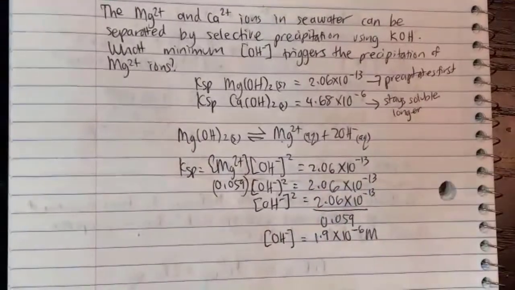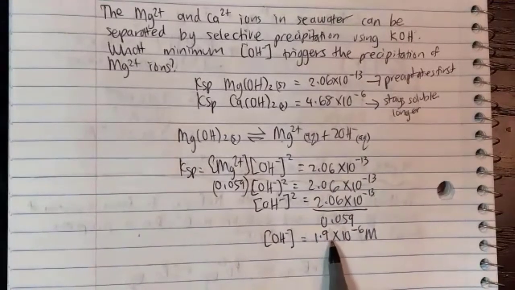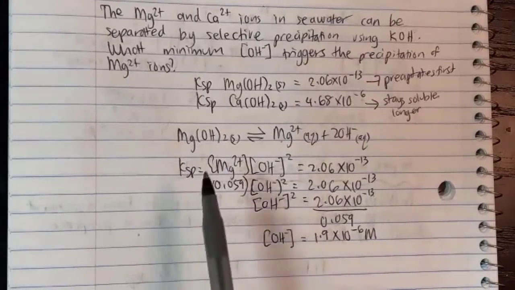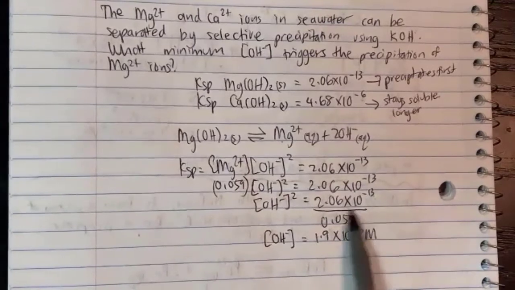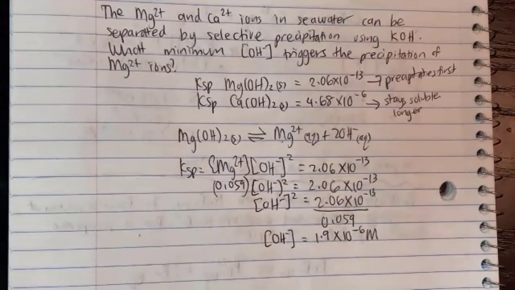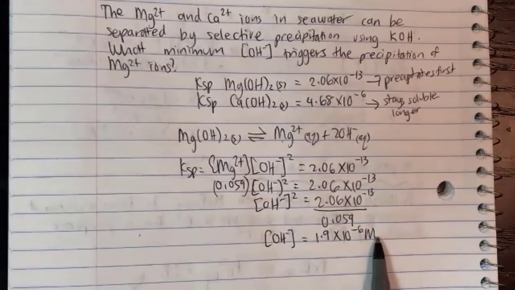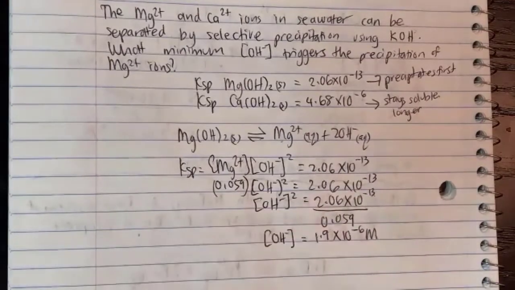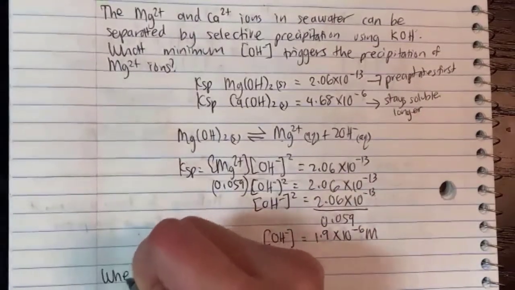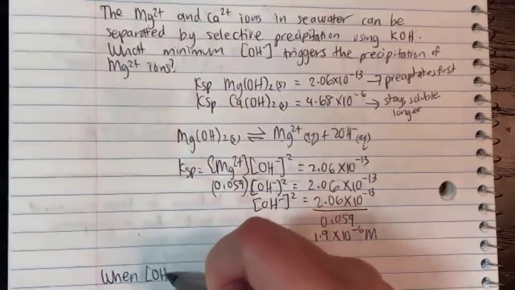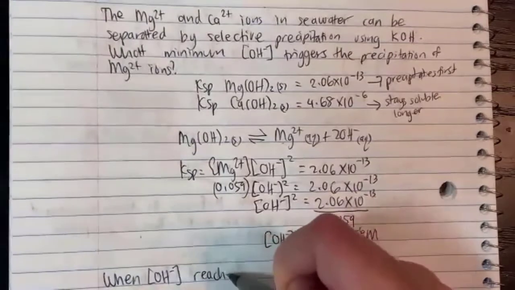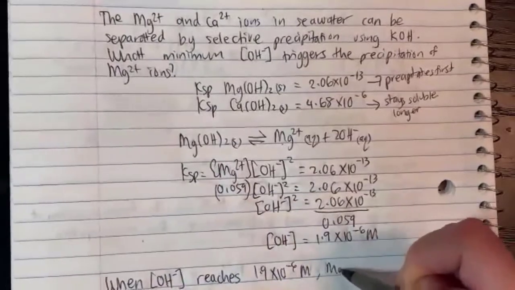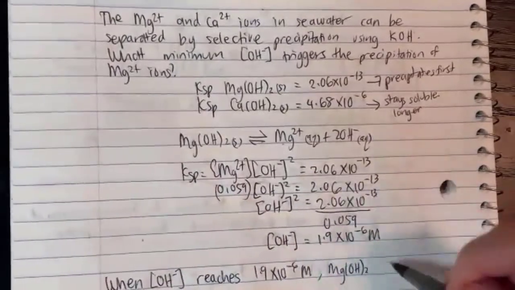So that means when you pour in KOH, as soon as you reach 1.9 times 10 to the minus 6 molarity of KOH or hydroxide here, you'll start seeing magnesium precipitating out. It has to be higher than this number. So that would be our answer here. The minimum is this. It has to be higher than 1.9 times 10 to the minus 6. Now, because of that, we know when OH reaches 1.9 times 10 to the minus 6, magnesium hydroxide begins precipitating.